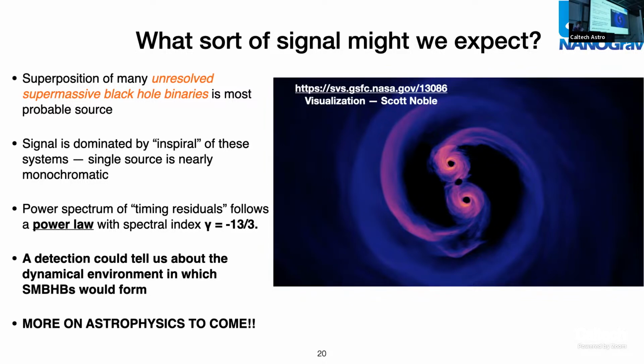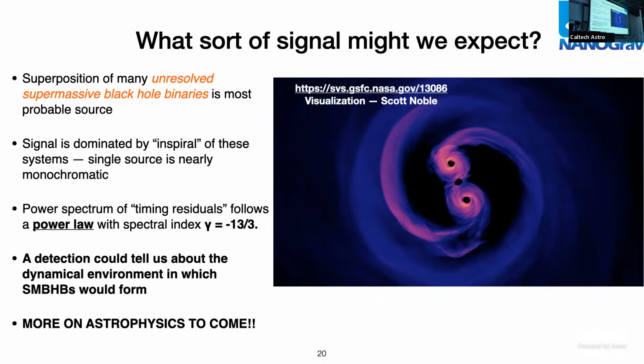If you wanted black holes merging in the frequency band that we're looking at, which is roughly between 1/15 years and 1 over a year, then you need massive black holes on the order of 10 to the 12 solar masses merging. And that's not something that's going to happen very often, if at all.